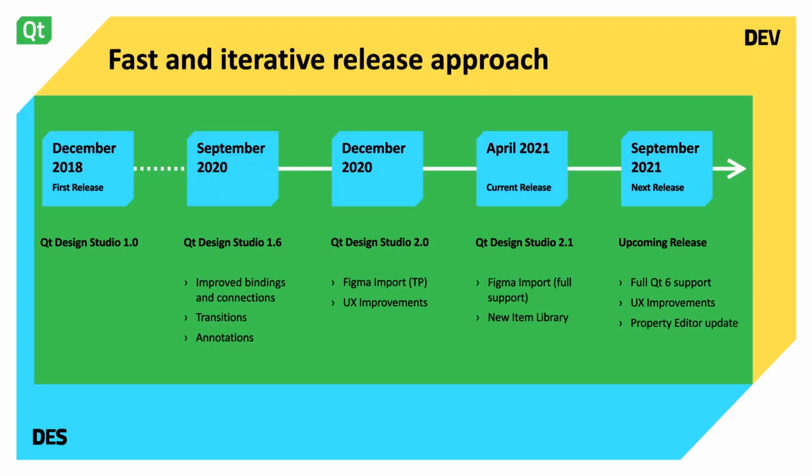The first release of QDesign Studio came out in December 2018. Since then, we have continuously improved it. As you can see on this slide, we regularly released new updated versions, and the next release will be QDesign Studio 2.2 in September this year.